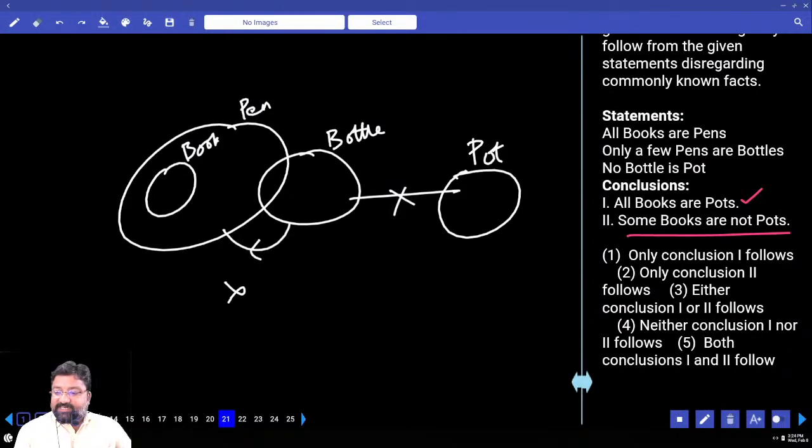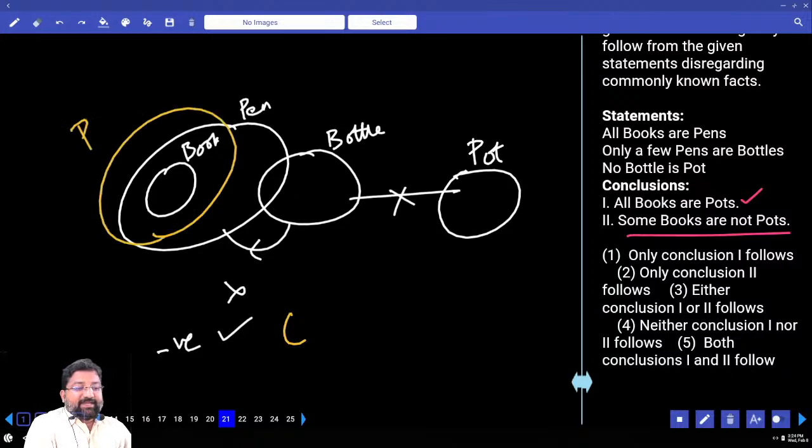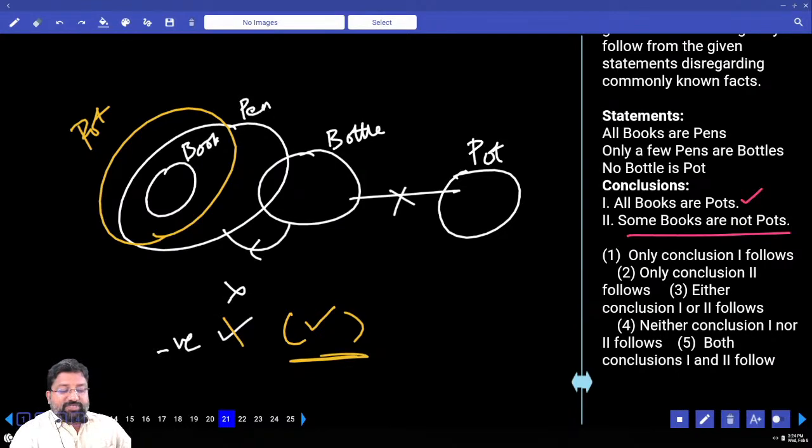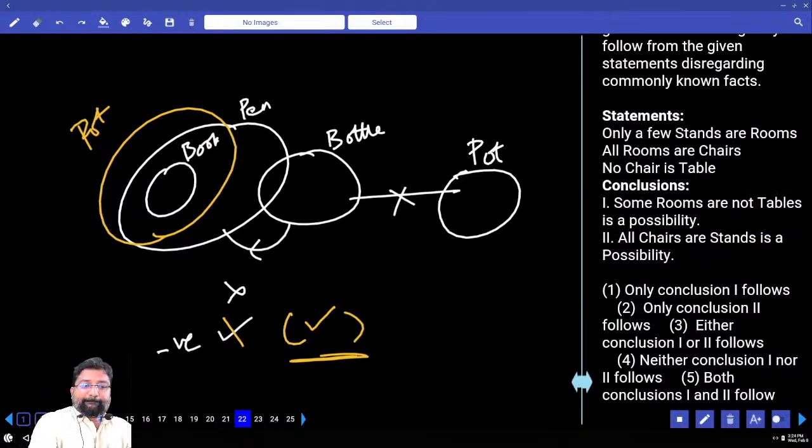First and the extent is some books are not pots. Right or wrong? Right. Positive or negative? Negative. What is the complementary for some books are not pots? All books are pots. Around books I can happily draw pot. Pot and bottle should not touch each other. Any problem? No problem. When this is right, this is automatically wrong. But what is the complementary? All books are pots. You said all books are pots is wrong, but here you are saying all books are pots is right. What should be my answer? Either 1 or 2.